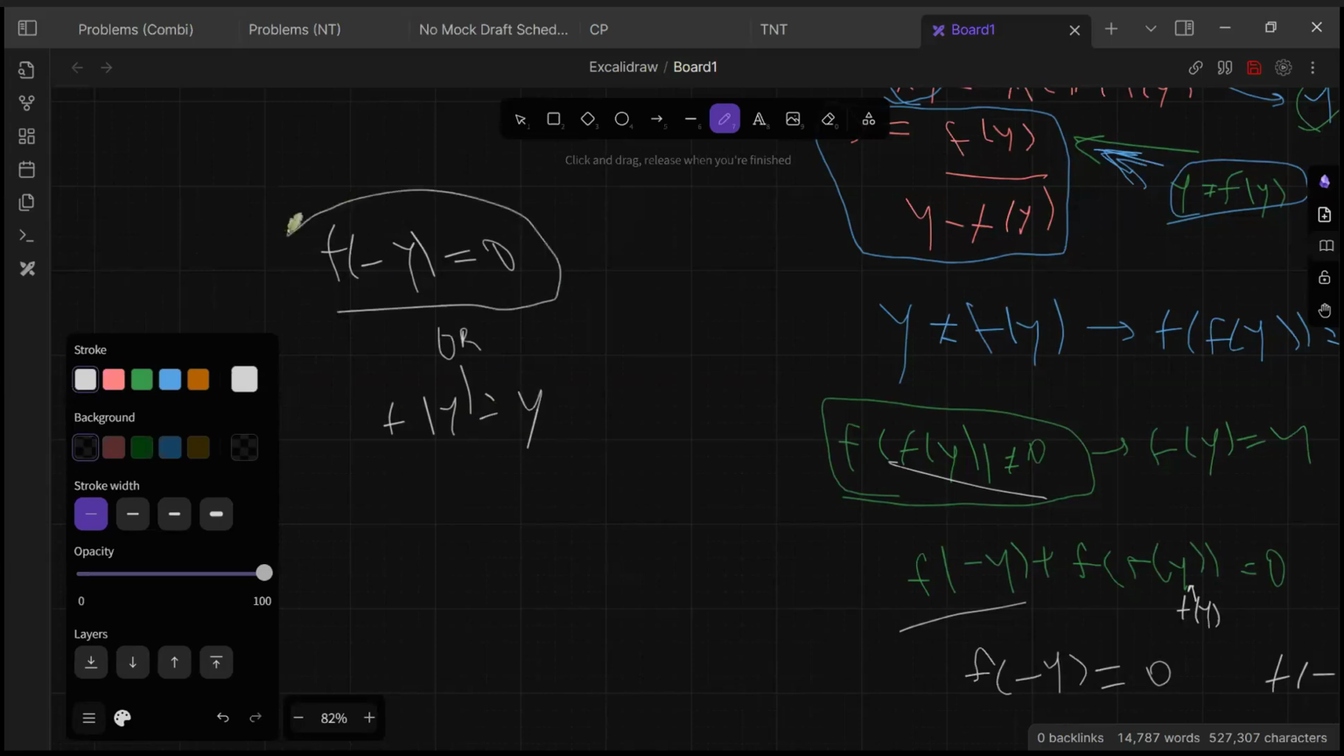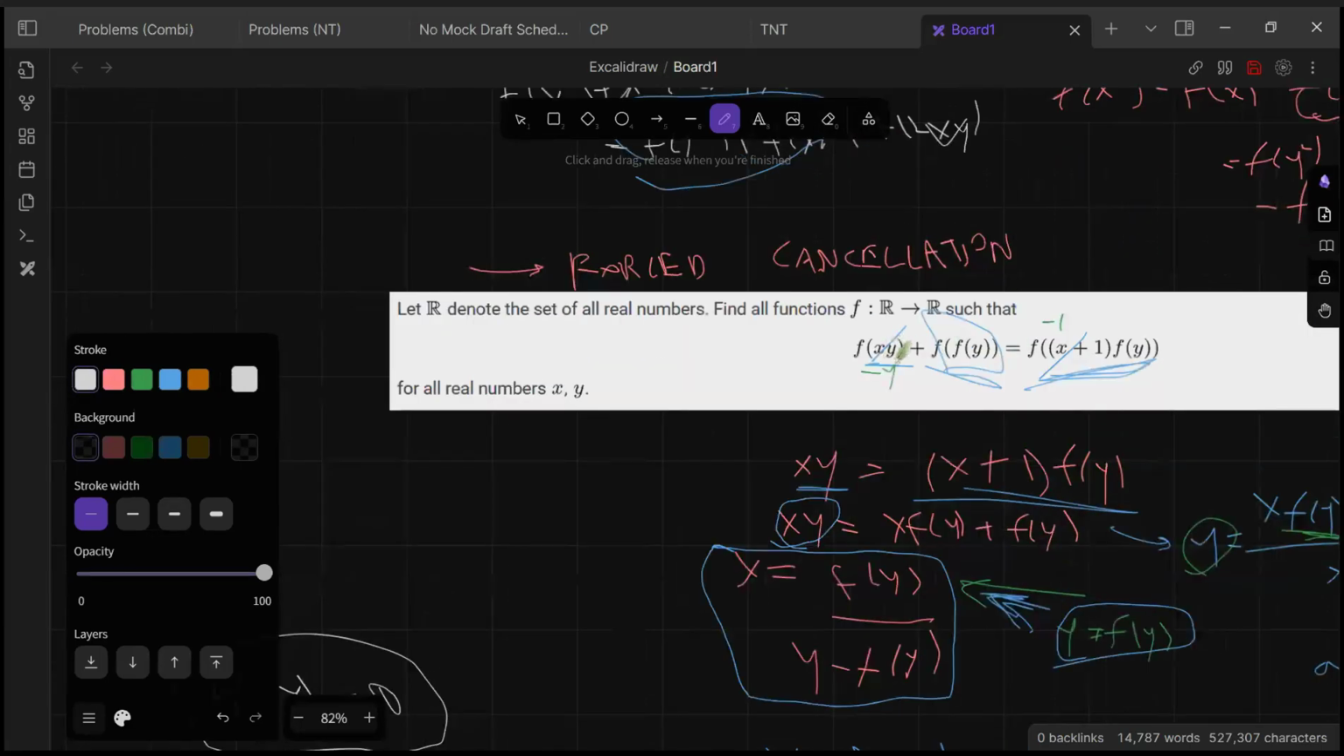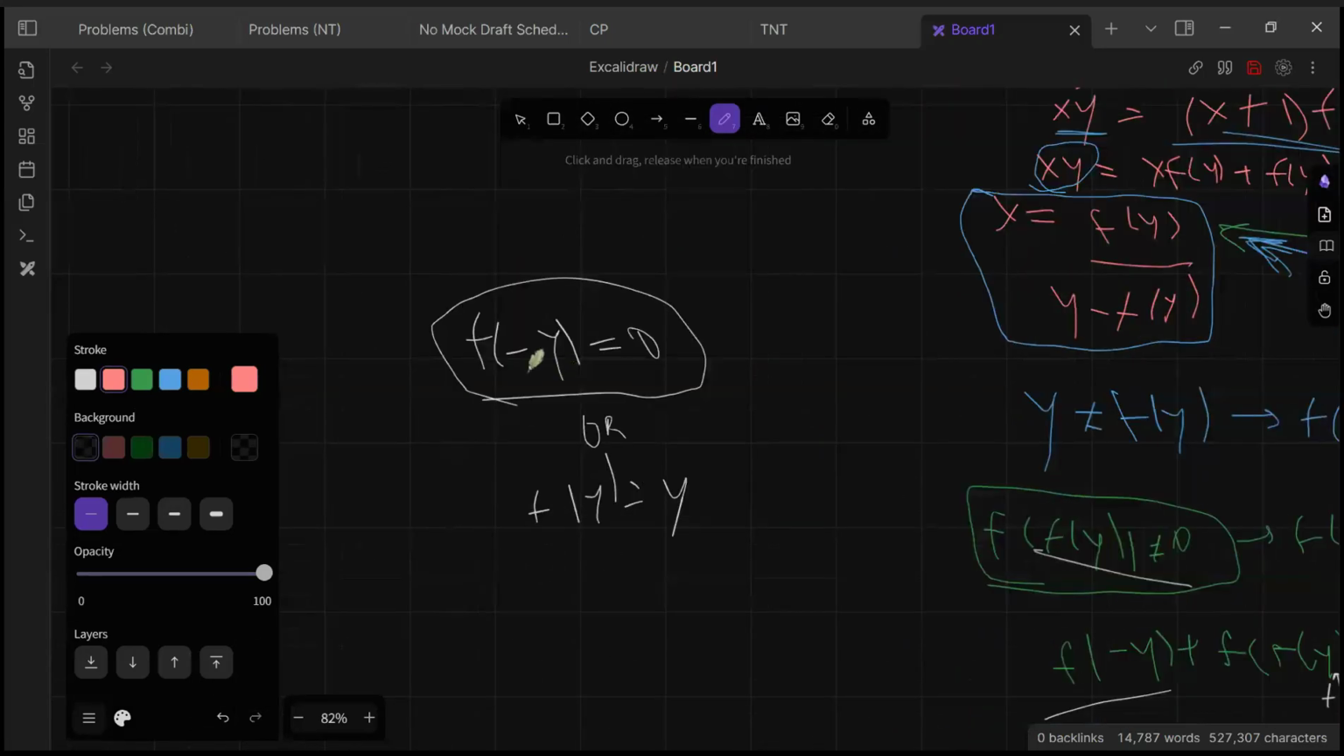If we can show that there is only one value of y for which this is 0, if we can show that only f of 0 is 0, which is true by the way, like if we substitute 0 comma 0, then we'll get f of 0 is 0, right? Because the first term becomes f of 0, this becomes f of 0, this becomes f of 0. So f of 0 will be 0 because these two things cancel out. So if we can show that 0 is the only value such that f of 0 is 0, then f of y will be y for everything because f of 0 is also 0.